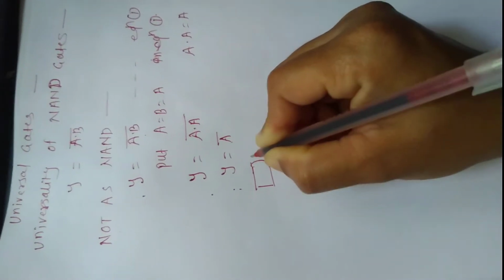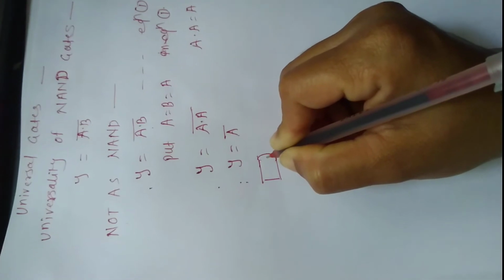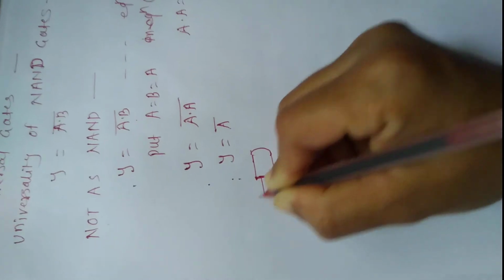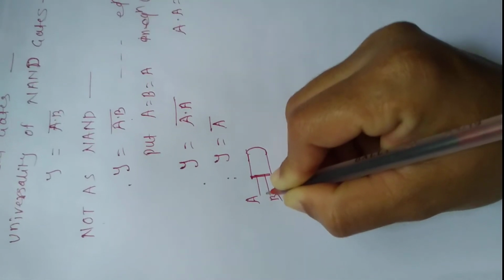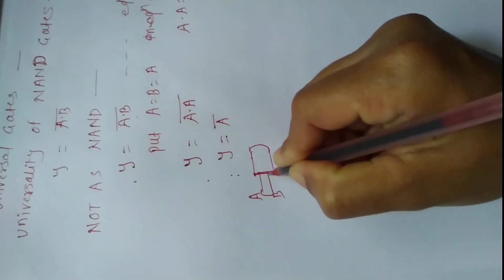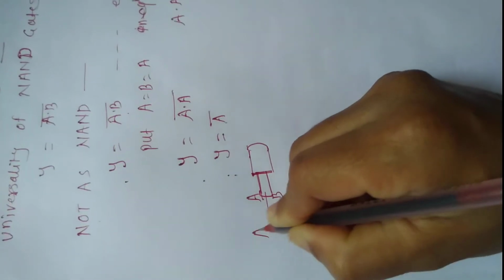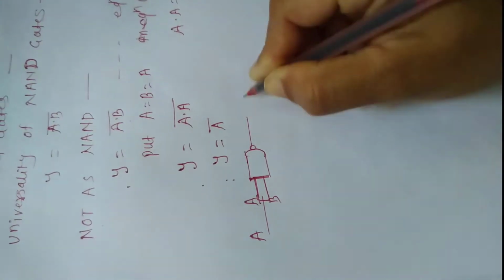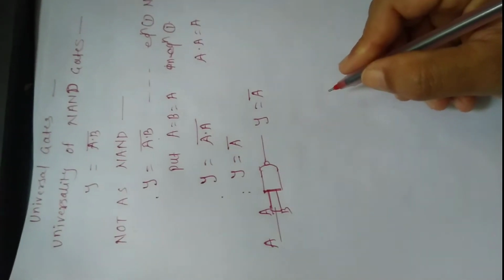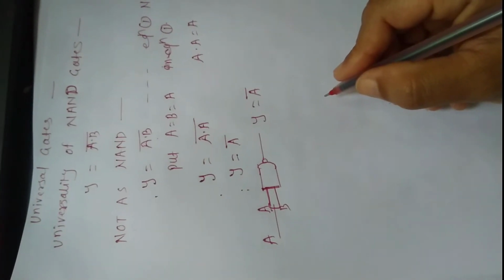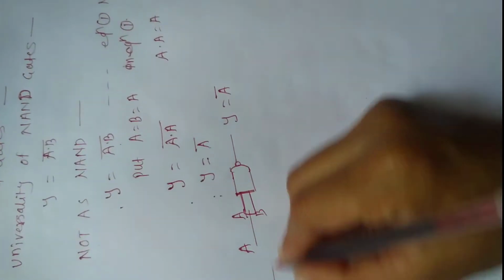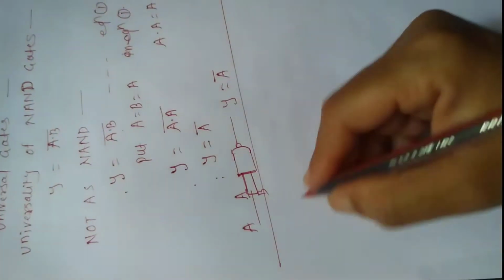That is y equals a bar, this is the expression we draw in the form of NAND gate. A NAND gate has two inputs a and b, but here the output is y equals a bar, so a and b are combined and one input a is given, so the output is y equals a bar. This is the universality of NAND gate, NOT as a NAND, the first universality.